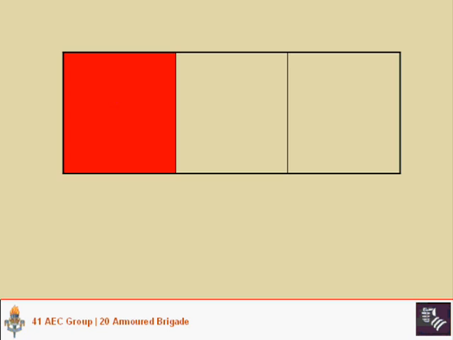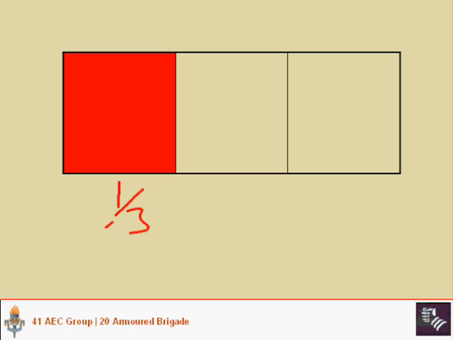Have a look at these sketches. What can we see? We can see 3 boxes, and 1 box is shaded. So 1 out of 3 is shaded. We could also say 1/3 is shaded, or write it as a fraction. As you can see here, 1/3.